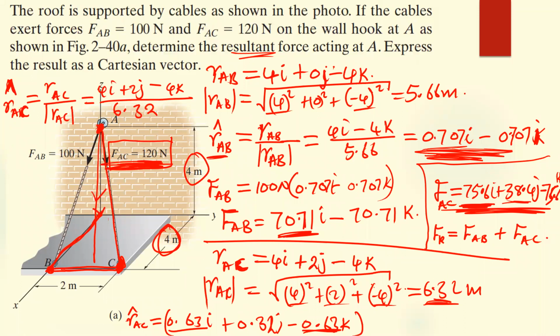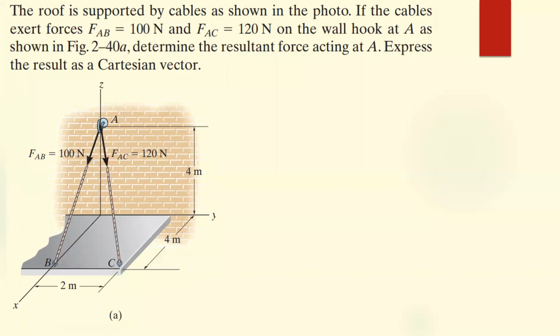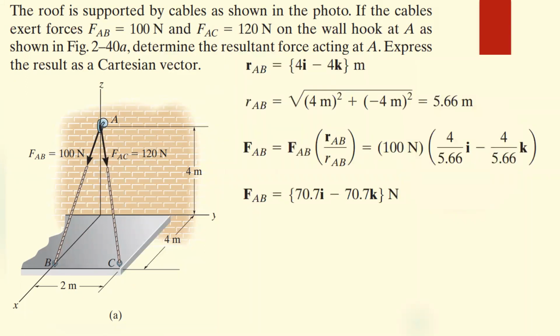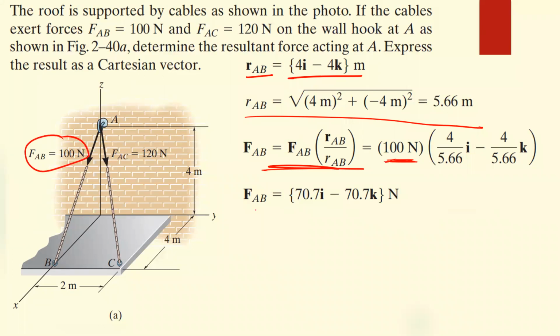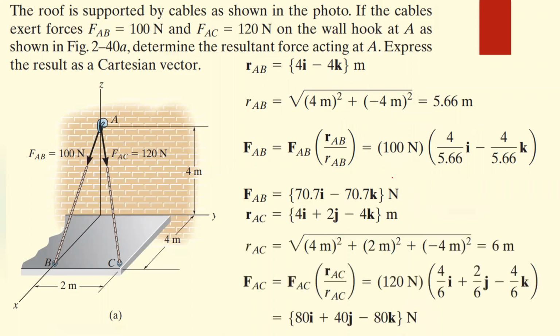Okay, let me just display the solutions. I think I also included the solutions. So this is what I was talking about. To find it, you first have to find the position vector in the direction of AB, find its magnitude, and then find its unit vector, and afterwards multiply it by the force that you've been given. So the solution would be that, and this is what we found. Then from there, you do the same for the second part. So for AC, you also find the position vector along AC, then you find its magnitude.